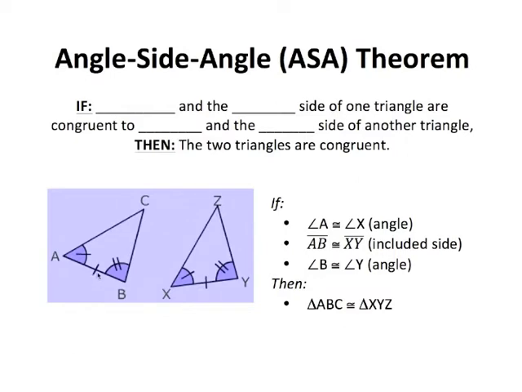Again, be careful that this is the included side, the side between the 2 angles that you're talking about. AC or CB would be considered the non-included side.